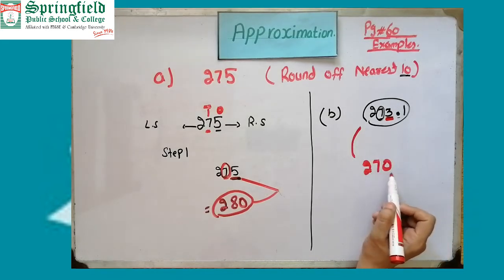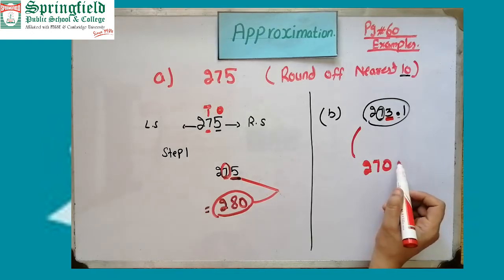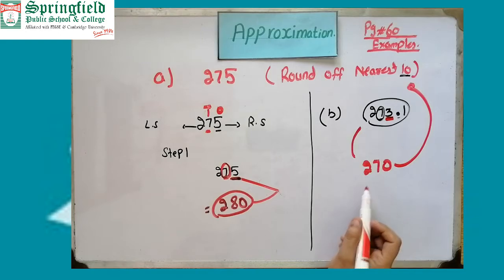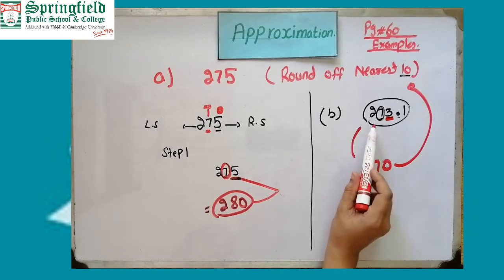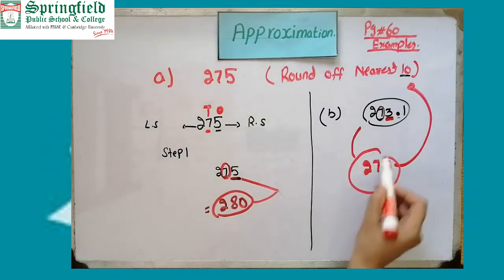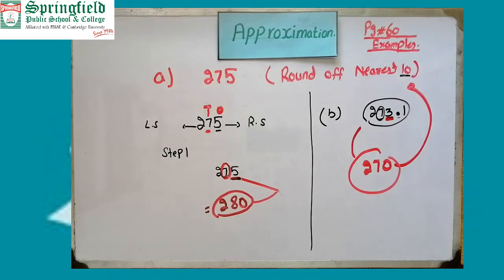It means 270 is the number nearest to 10. When we round off to the nearest 10, it becomes 270 for 273.1. This is your final answer. Understood, beta? Okay. Now come to the practice now questions.